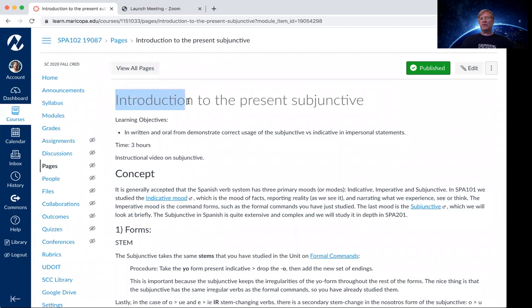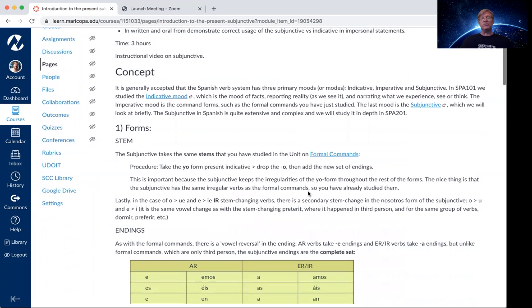This is our last grammar unit for Spanish 102, and it's an introduction to the present subjunctive. This is only an introduction. Here we're going to learn how to conjugate the forms. We're going to learn one use of the subjunctive versus indicative. It's an introduction to this new tense and mode of the verbs, which we will study in depth in 201. In fact, the majority of 201 is a study of the subjunctive, many uses of this mood.